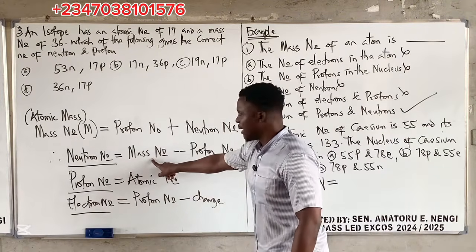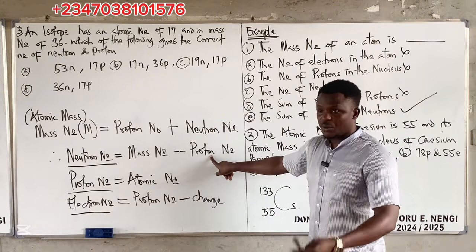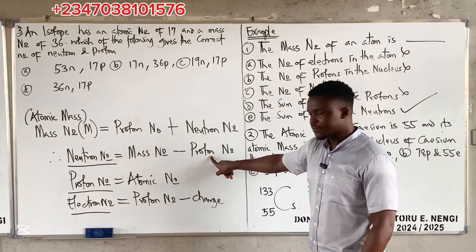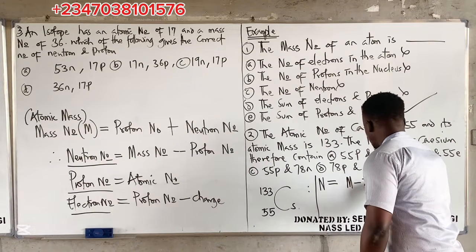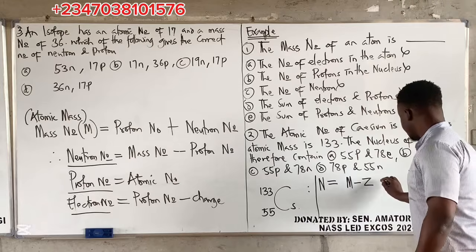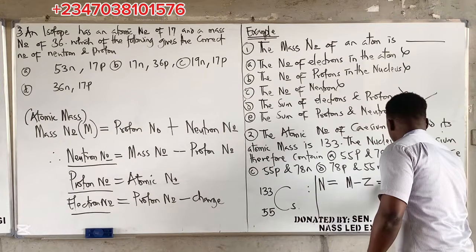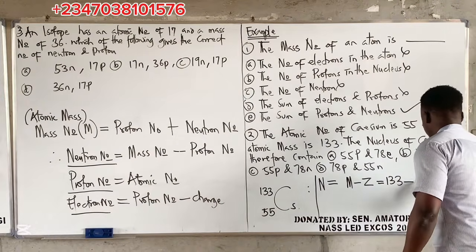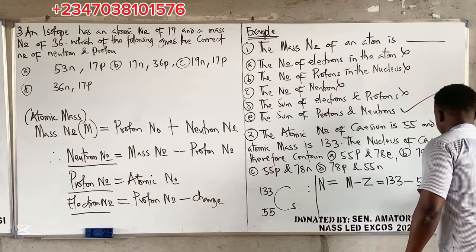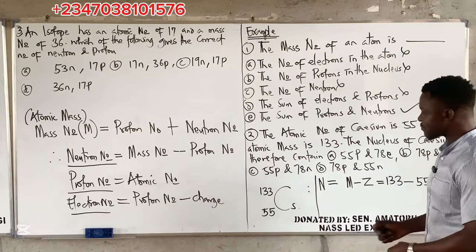So let's start. I'll say neutron, capital letter N. Neutron is mass number minus what? Proton number, right? Please, somebody with a calculator or just use your phone. Now, neutron is mass number minus proton number, which has the symbol of Z. Mass number, which is the same thing as atomic mass, is 133. Proton number is 55. Please, what's the answer there? 78, right? So the neutron is 78.